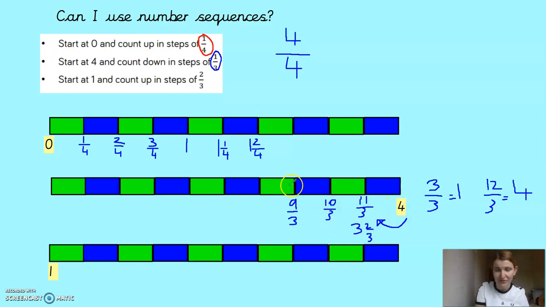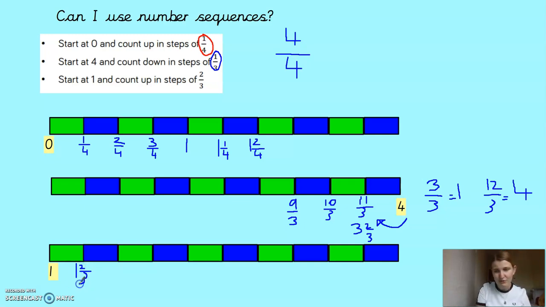This would be 3 and 1/3. What would 9/3 be equivalent to? Hopefully you got that it would be 3. Okay, 3 wholes. And then if we started at 1 and counted up in steps of 2/3, well, the next one would be easy, 1 and 2/3.